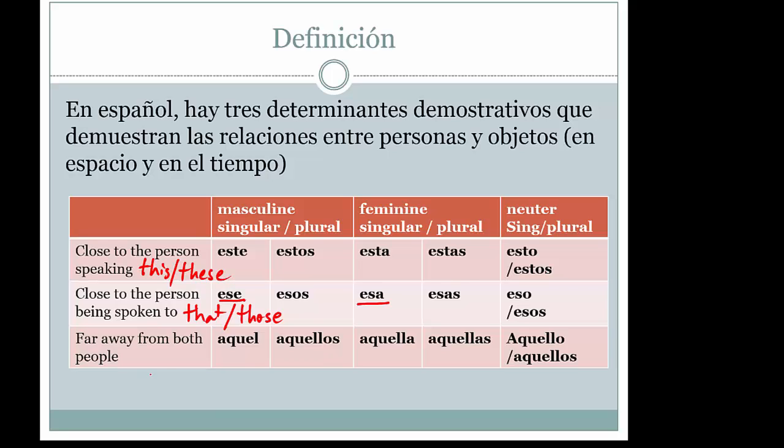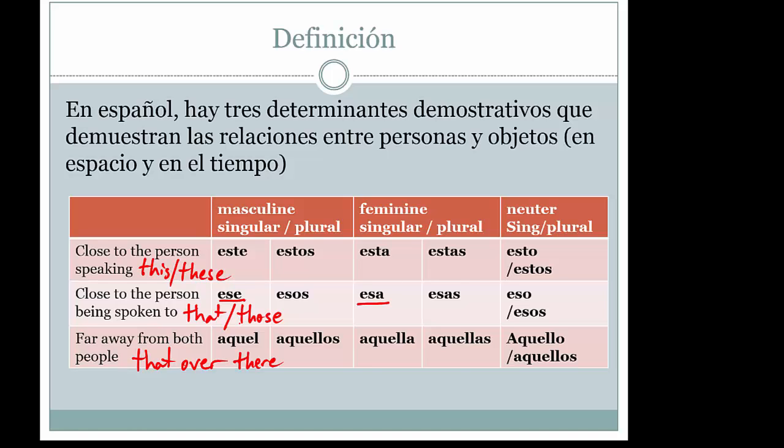In Spanish, we add a third demonstrative that can be helpful for us explaining things. The easiest translation for that is this or that over there. So it's far away from both the speaker and from the person to whom the speaker is speaking. So aquel means that over there. That car, if I say aquel coche, I'm referring to a car that's a long ways away from me and from the person I'm speaking to, in contrast to the car that is right next to me, este coche, or the car that is right next to you, ese coche.